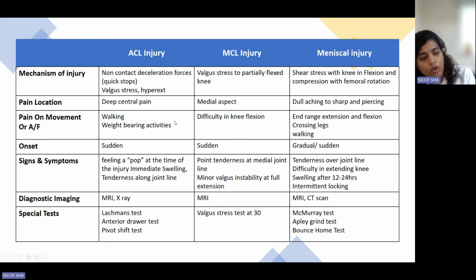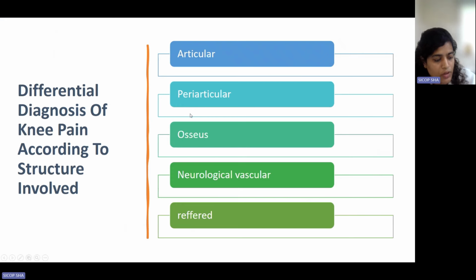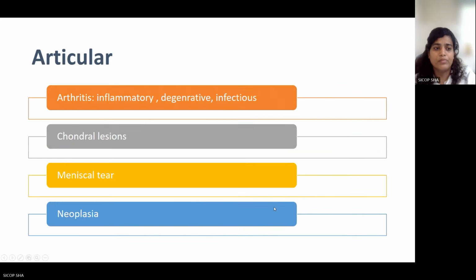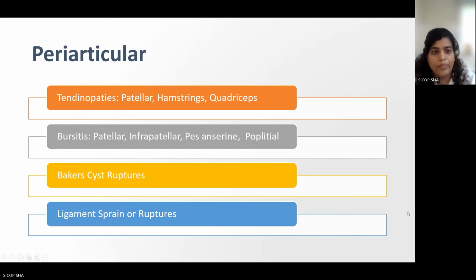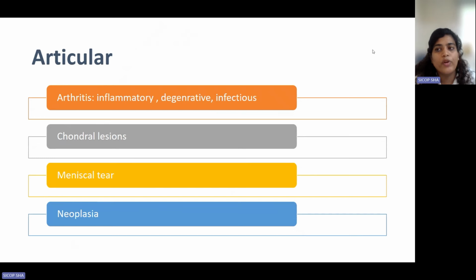Next, we are going to see the differential diagnosis of knee pain according to the structures involved. When we talk about structures, we are talking about articular structures, periarticular structures, osseous structures, neurovascular structures, and referred pain. When we are talking about articular structures, we are mostly talking about arthritis, chondral lesions, meniscal tear, and neoplasia. In arthritis, whether the arthritis is inflammatory, degenerative, or infectious plays an important role in diagnosing the type of knee pain.